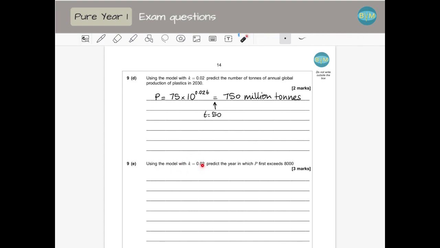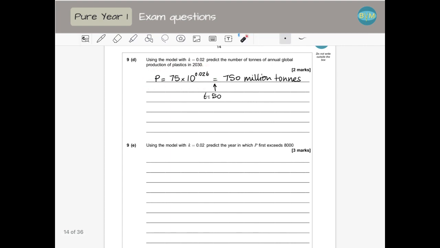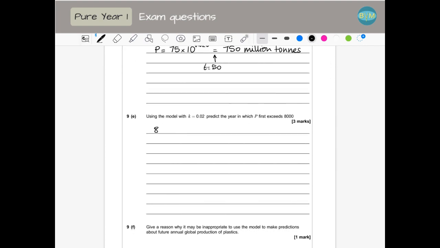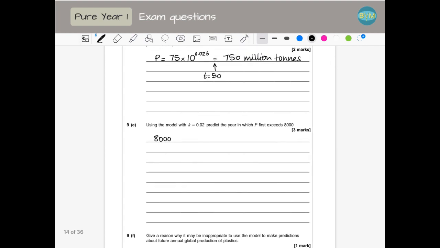Next part, using the model again with k 0.02, predict the year in which p first exceeds 8,000. So now we are going to use the same model again, but we don't know t, we know p. So p must be greater than 8,000. I'm going to find the first value of t that gives me 8,000. So I need to solve the equation to find t. First thing I'm going to do is divide by 75 to have my 10 to the power of something alone. I don't get a decimal number, so I'm going to leave the fraction. It's going to be 10 to the power of 0.02t.